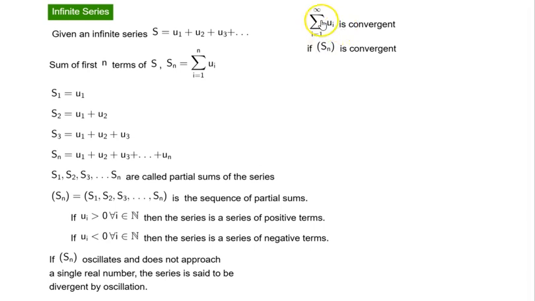The summation i equals 1 to infinity of U sub i is convergent if the sequence of partial sums is convergent. The summation i equals 1 to infinity of U sub i is divergent if the sequence of partial sums does not converge. Now let's look at some examples using this concept.